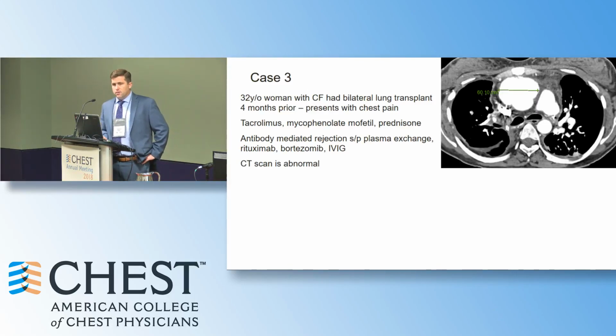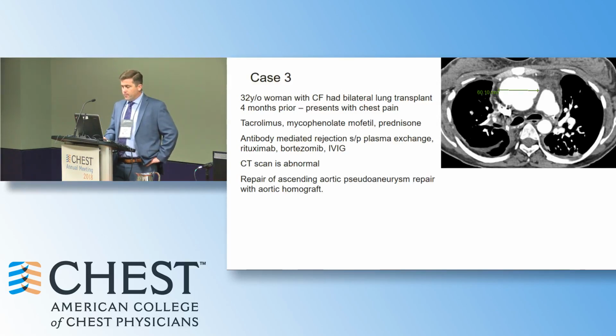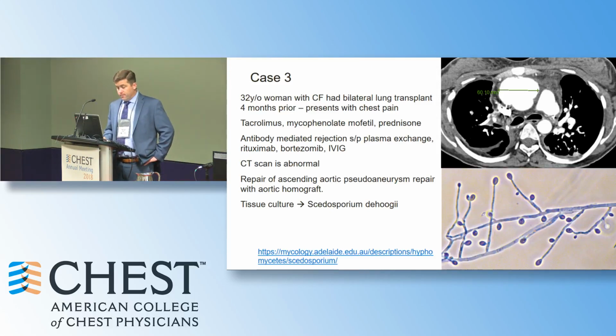We're so used to looking at lung cuts here. Here are the soft tissue and vascular cuts. You can see a really big ascending aorta there. So there's a pseudoaneurysm, and that's the cause of her chest pain. She undergoes an aortic homograft replacement, and tissue culture grows a mold called Scedosporium. This one's the species dehoogii.